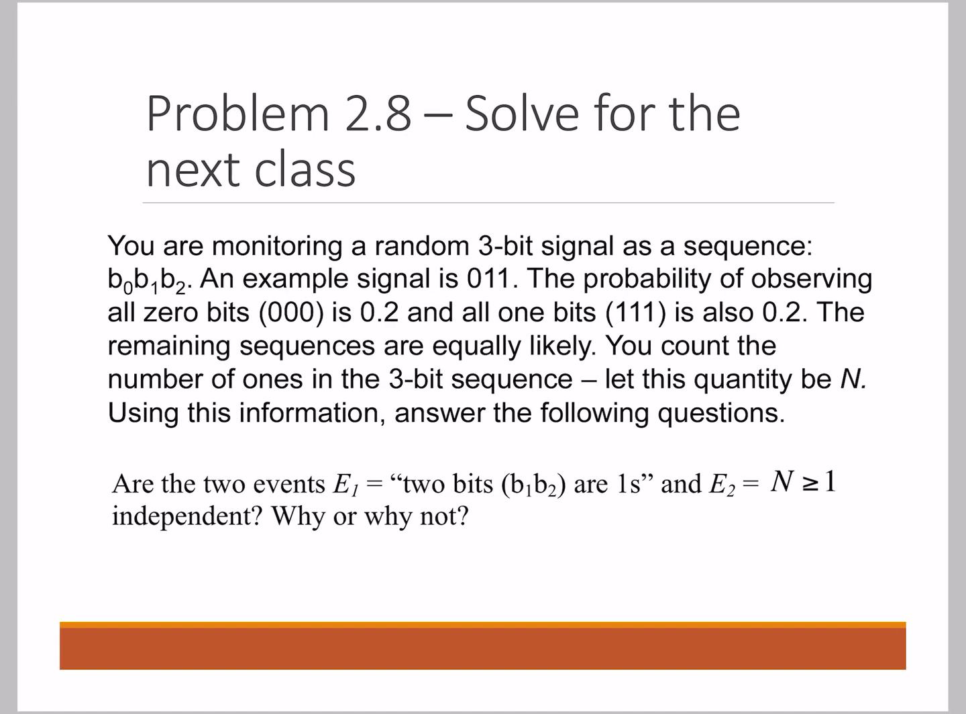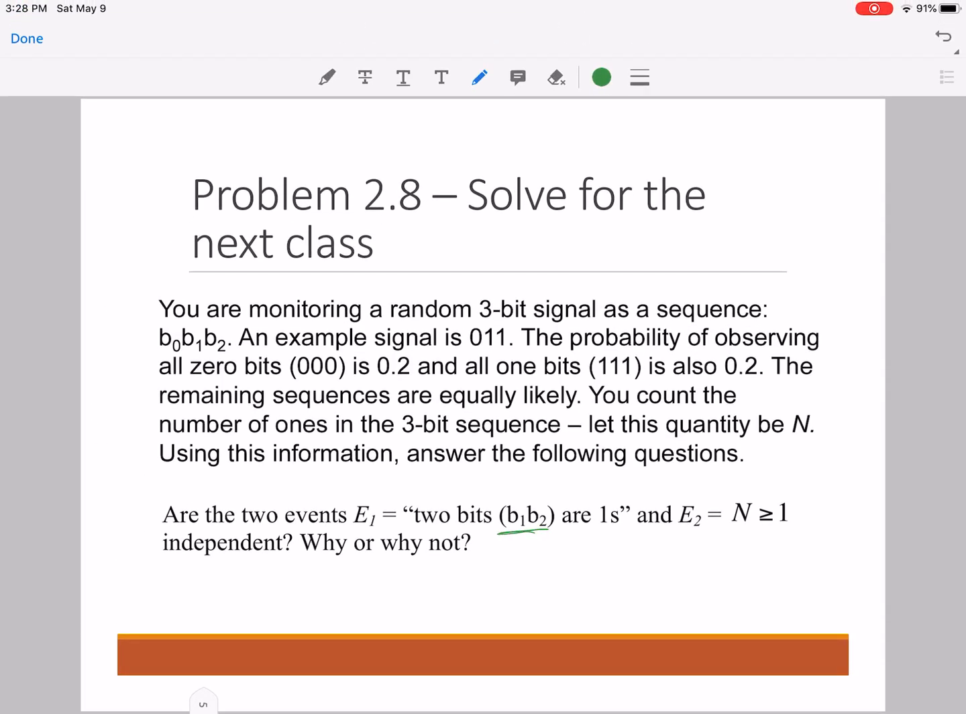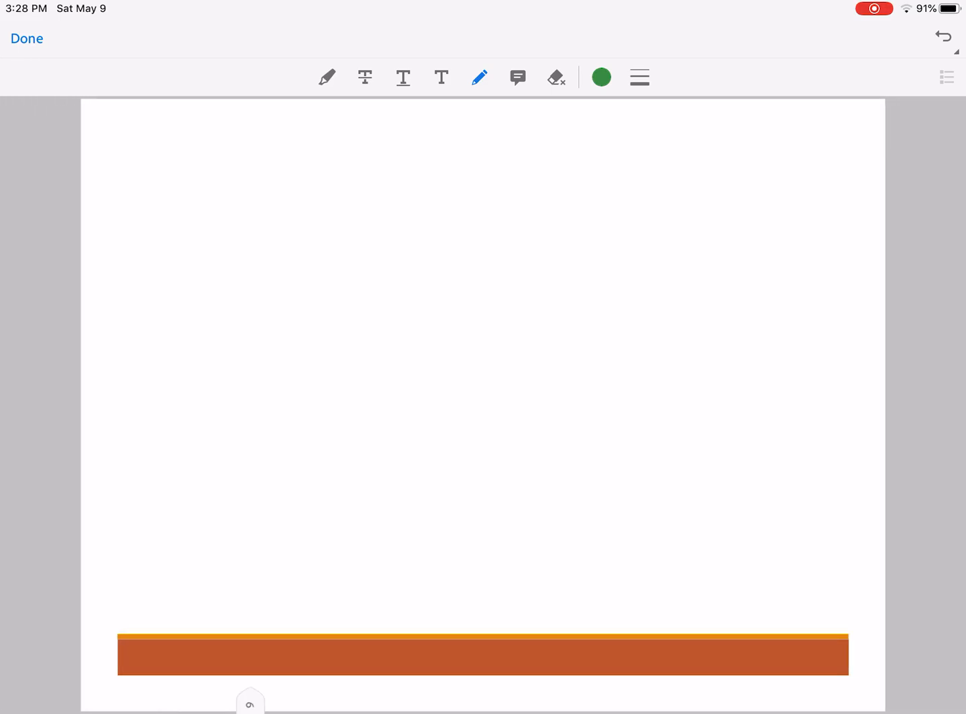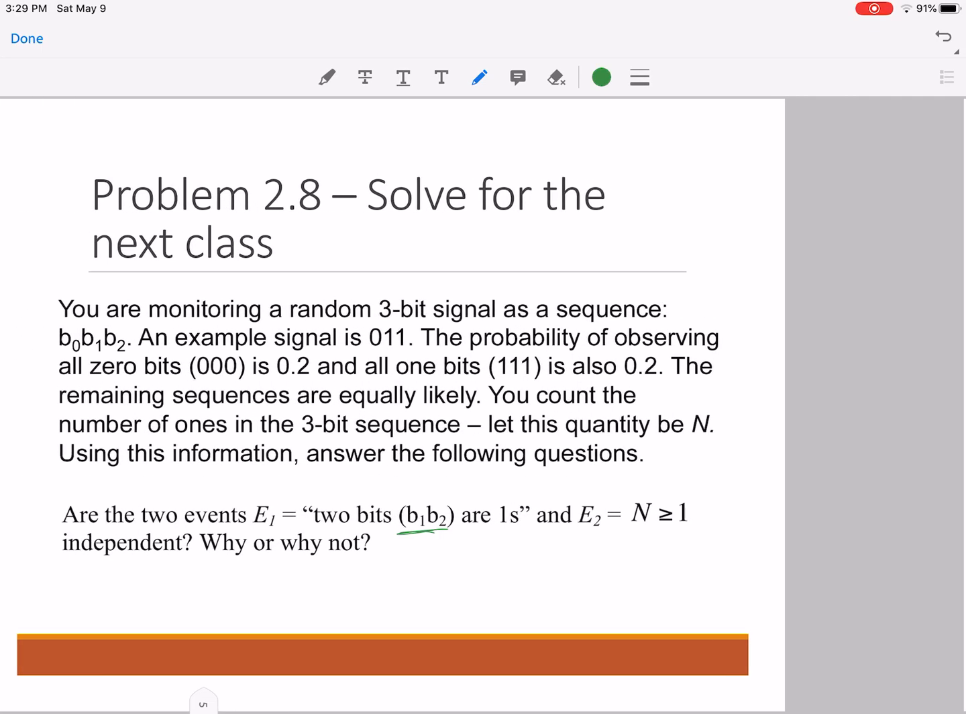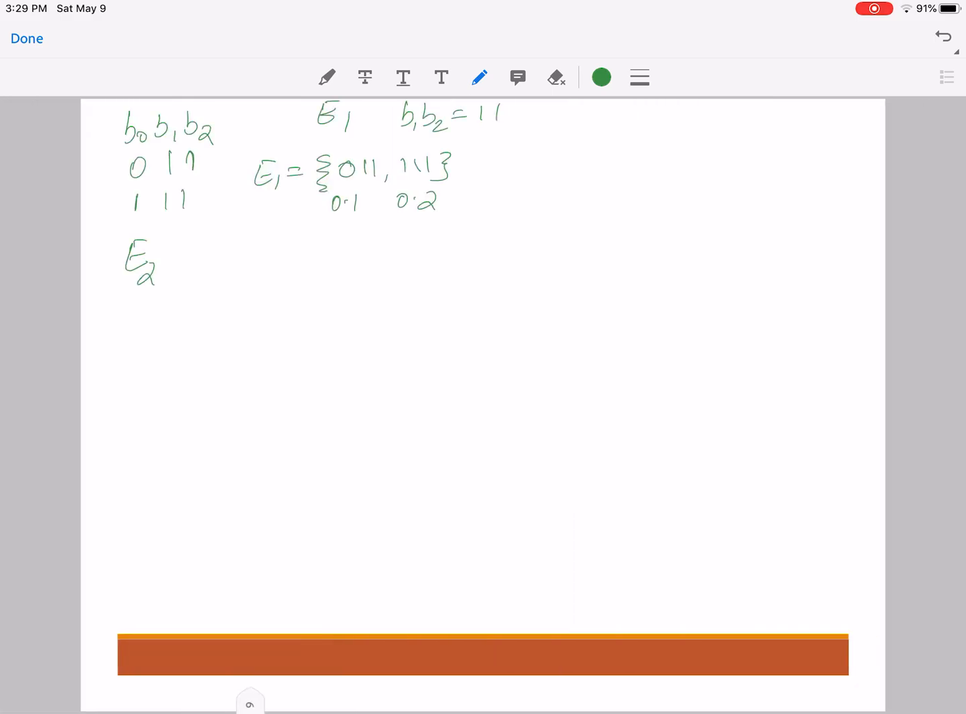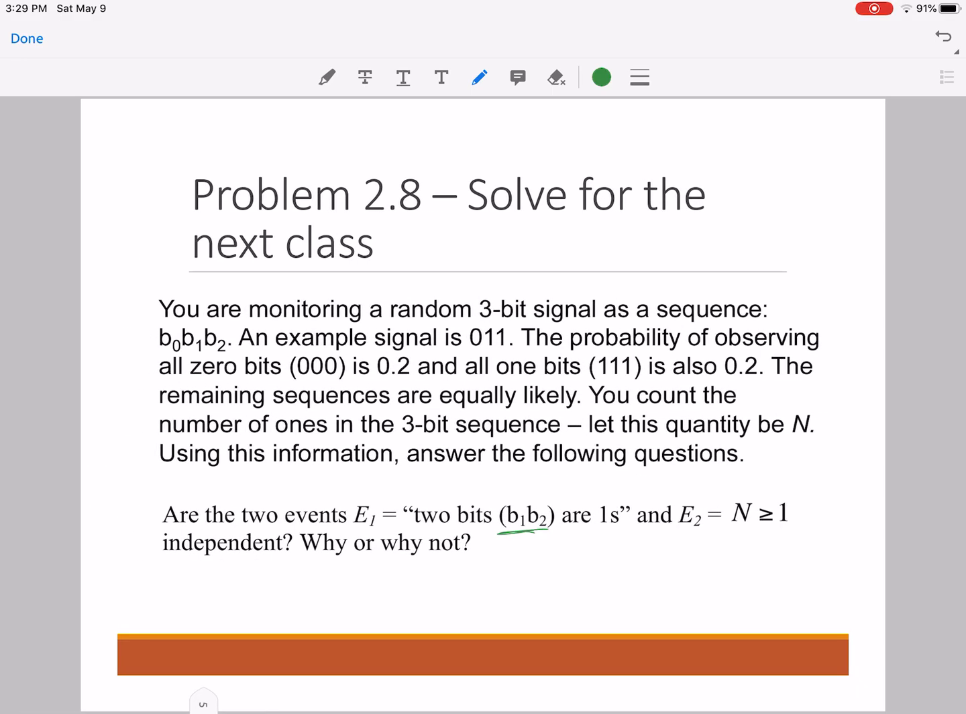We have event E1 where bits B1 and B2 are equal to 1, and we are monitoring a bit sequence B0, B1, B2. So event E1 is such that B1 and B2 are equal to 1, 1. That means these are the only possible outcomes in my event E1: 0, 1, 1 and 1, 1, 1 with probabilities 0.1 and 0.2 as given in the problem statement. I have another event E2, number of ones is greater than or equal to 1.